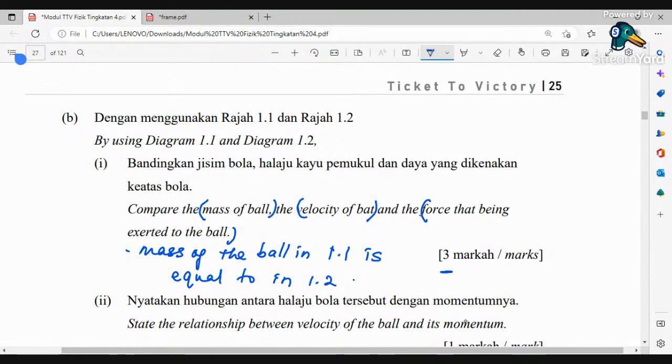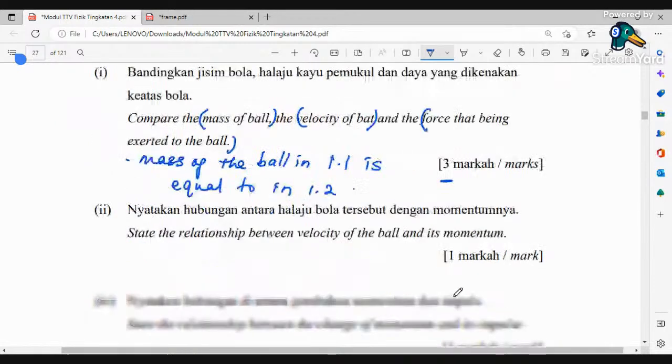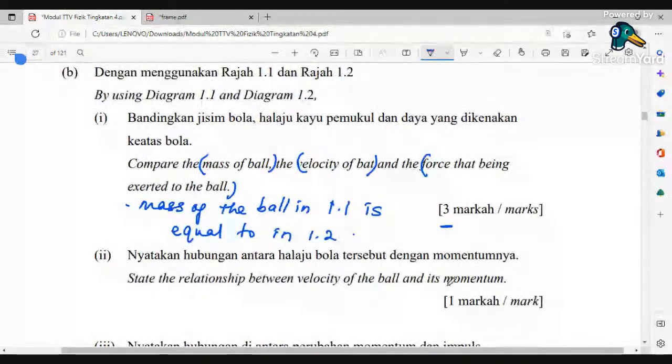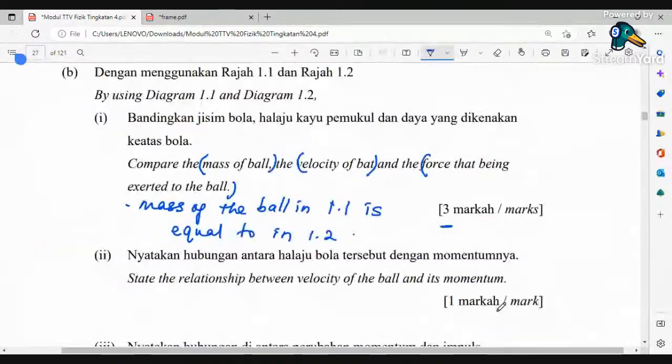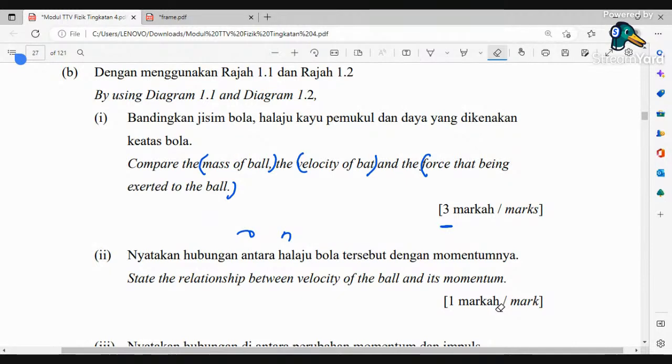Okay. Second point. Okay, second point kita tuliskan sebagai velocity ya. Velocity of the bat in 1.1 is smaller than in 1.2. Okay. Dah cukup tempat, saya tulis semula.